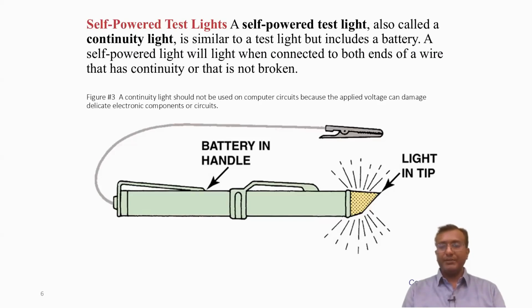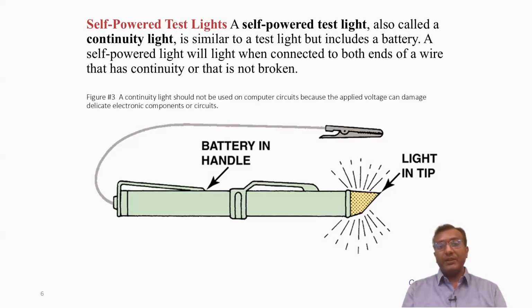Self-powered test light, known as continuity light. Self-powered test lights, or continuity lights, include a built-in battery and can test if a wire or a component has continuity. However, these are not suitable for sensitive electronics, as their internal battery might damage electronic components.